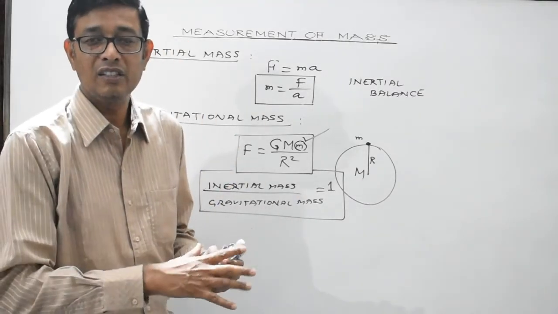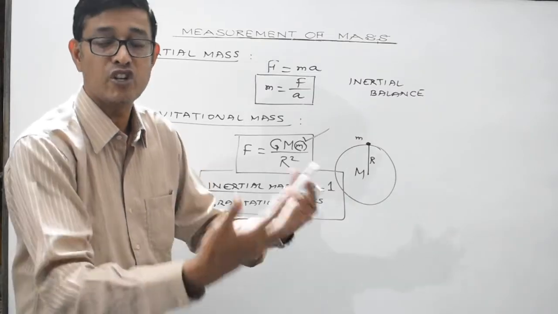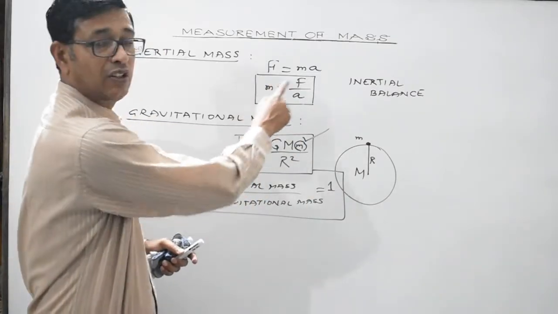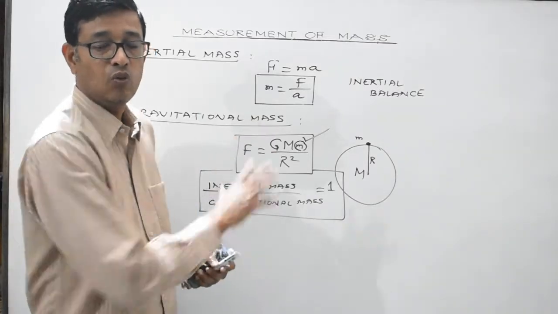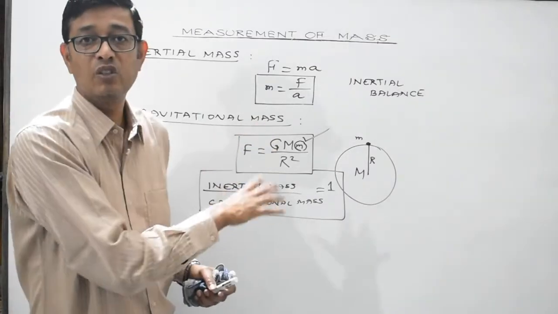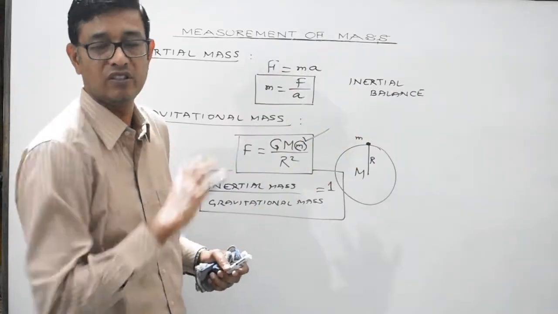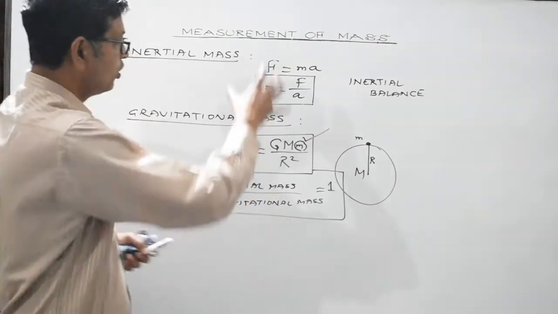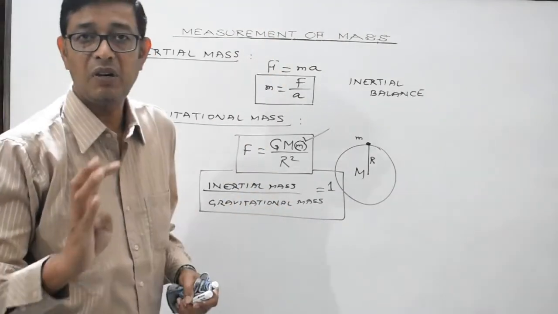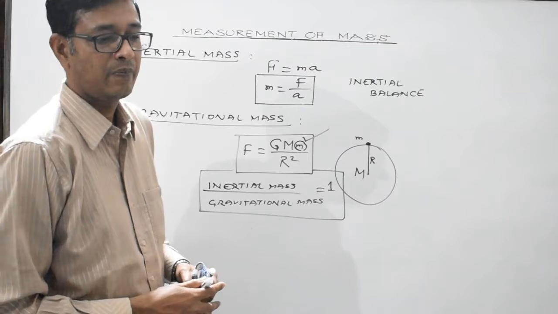The only difference is the way they are measured. Inertial mass is measured by making use of Newton's second law, that is F equals ma, while the gravitational mass of a body is measured using the gravitational concept, that is by using this particular formula. So I hope you have understood this concept, inertial mass and gravitational mass.